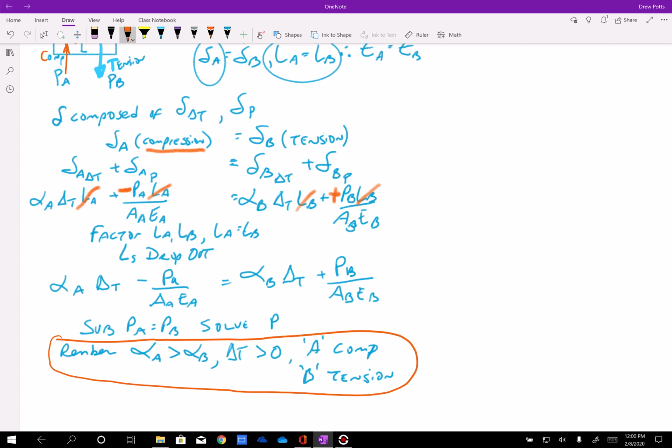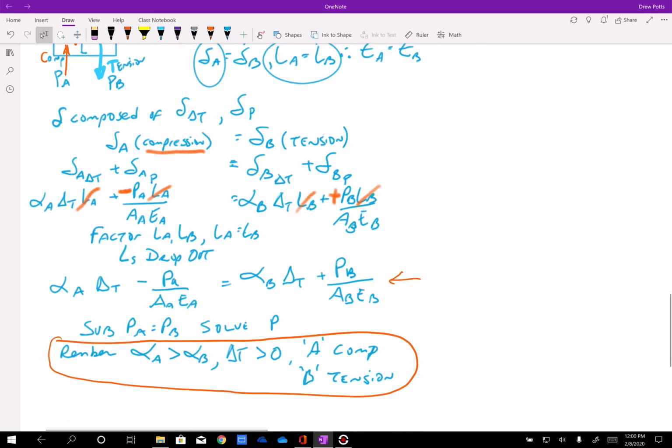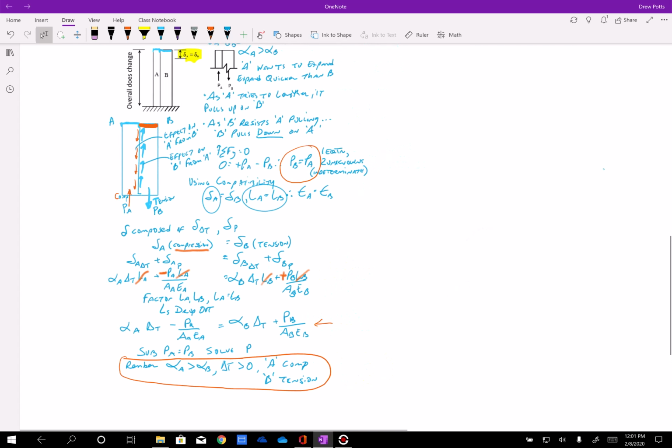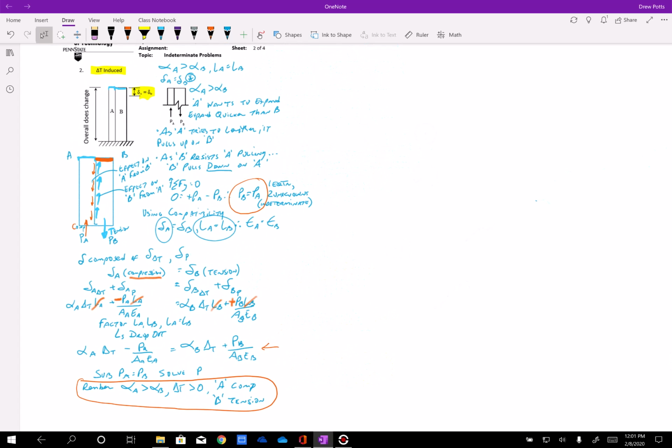We can then use this expression here to solve along with that. Hopefully that's helpful. Hopefully it gets you some insight as to how to approach these problems.